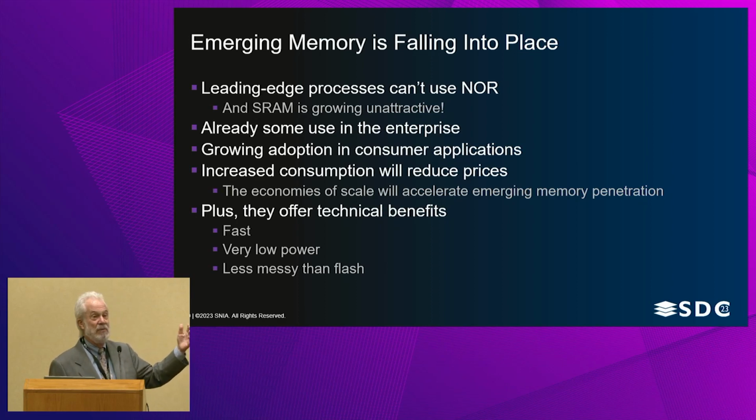There's already some use of emerging memories. MRAM, I told you about with IBM and some other places, is being used in the enterprise. And there's really strong growth in consumer applications for MRAM, which is going to drive the economies of scale. And so we're expecting that the increased consumption will cause the prices to go down because of the economies of scale. And then the technical benefits will fall into the hands of SNIA members. So fast, very low power, less messy than flash, but they're all persistent.